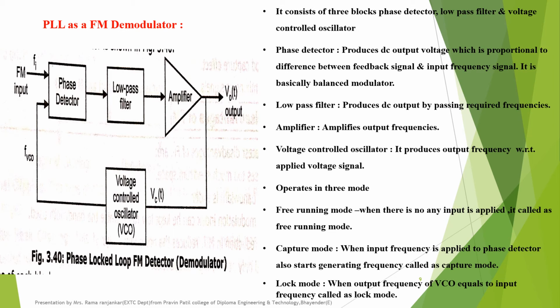Now this circuit operates in three modes called free running mode, capture mode and lock mode. Free running mode is when no input is applied. When the input is applied to the voltage control oscillator, it starts generating a frequency, called capture mode. And when the output frequency of the VCO equals the input frequency, it is called lock mode.